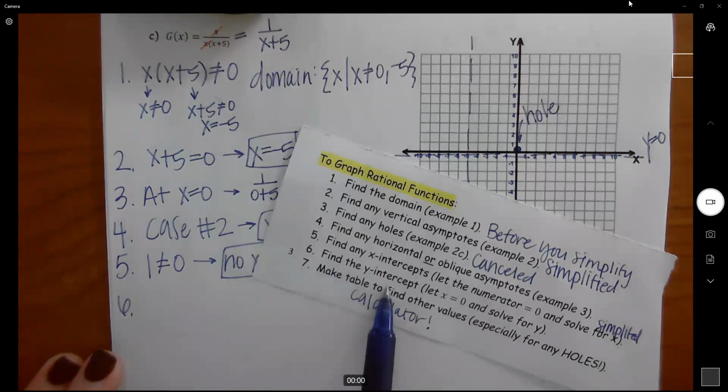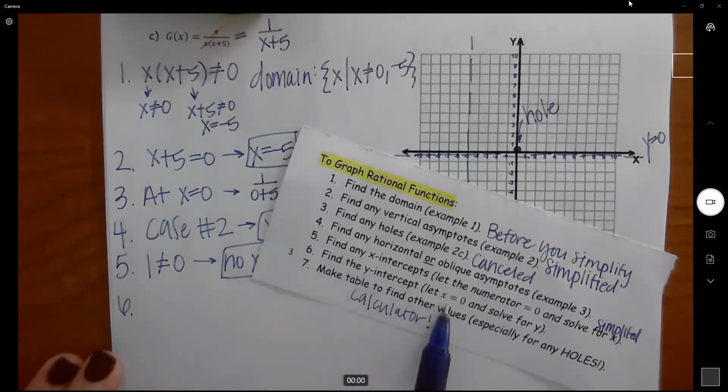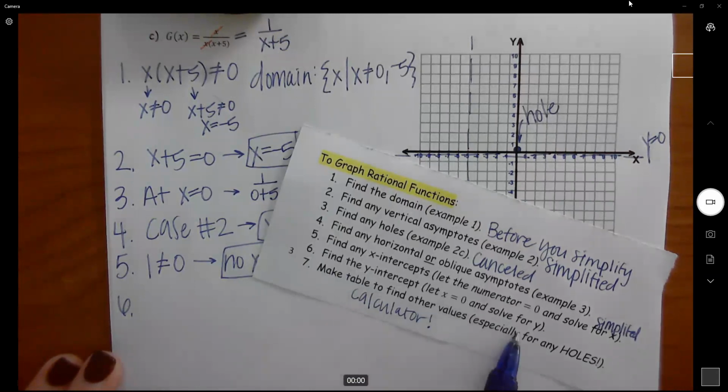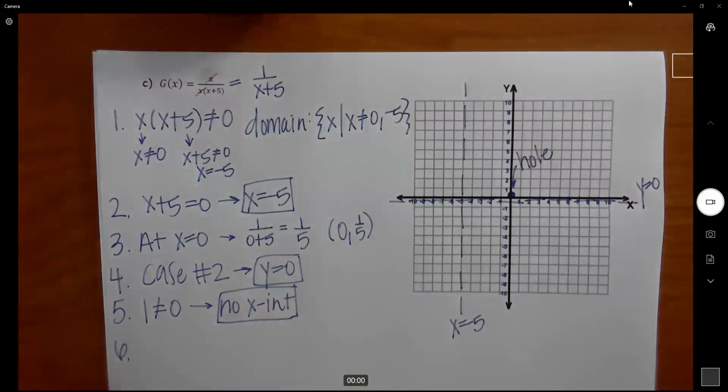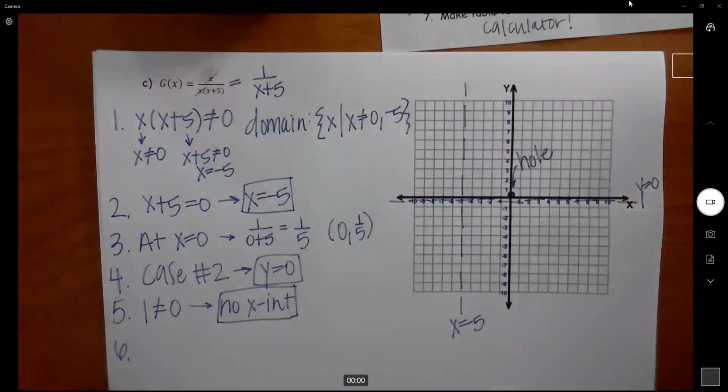Step 6, we need to find our y-intercepts, and we're going to do that by letting x equals 0 and solving for y. I'm going to take my simplified version again. Okay, and you have to. So let's just make a note of that.